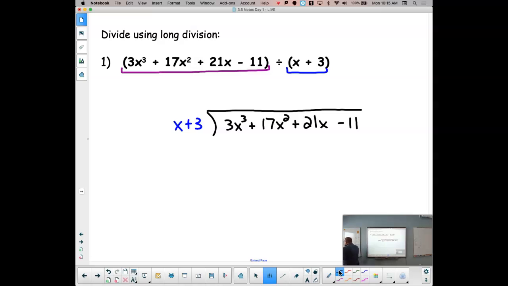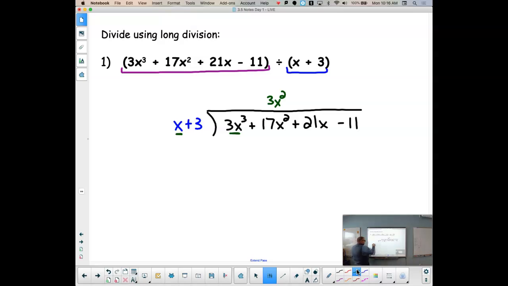You're going to need some space for these particular problems, because we're going to line everything up vertically. So now you look at first terms. I want this x right here to multiply by something and get me 3x cubed. Well, x times 3x squared is going to get me 3x cubed. I said 3x squared earlier, but I meant 3x cubed.